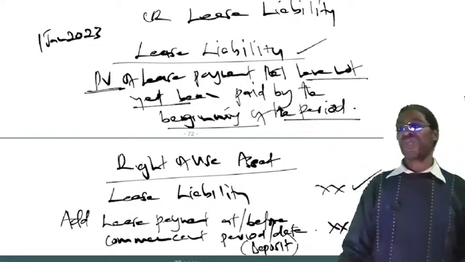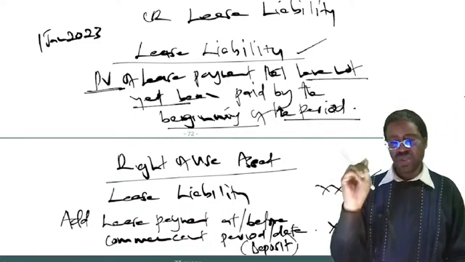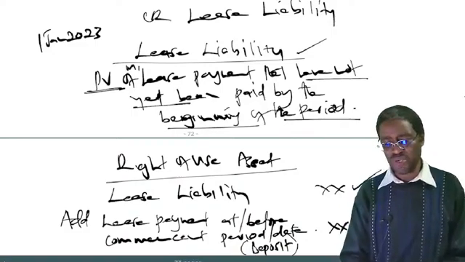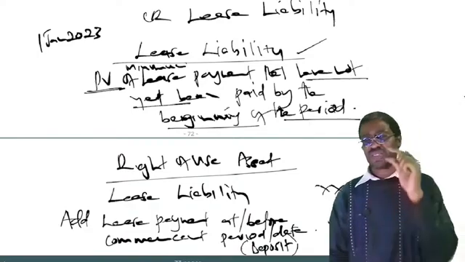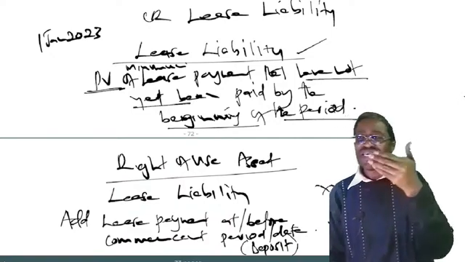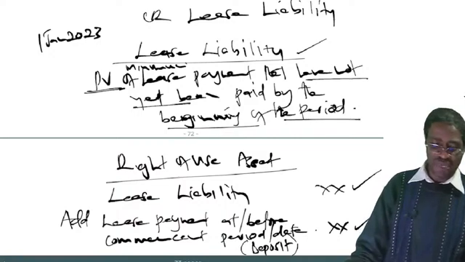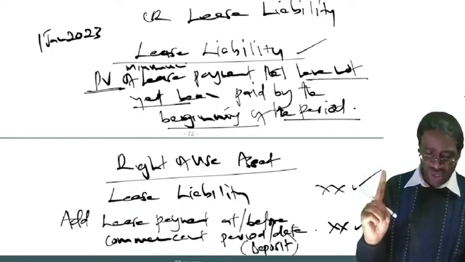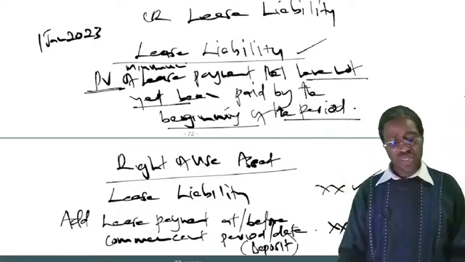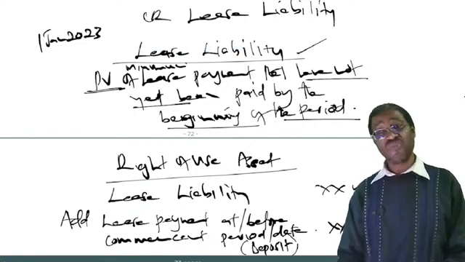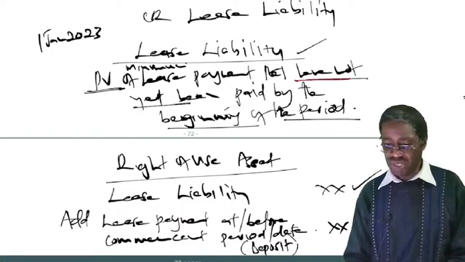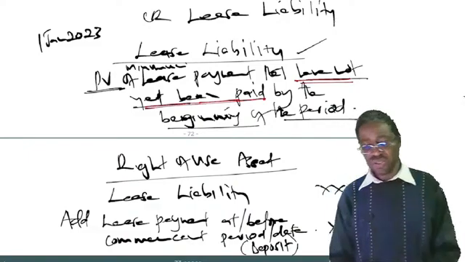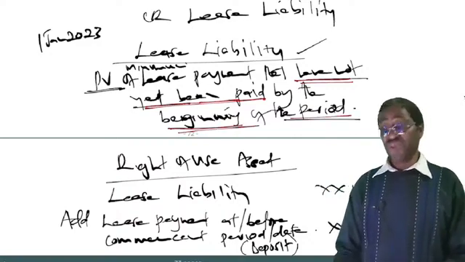Below that, write: present value of the minimum lease payments, as some books call it. Present value of the minimum lease payments that have not yet been paid at the beginning of the period. Underline "have not yet been paid." That's important. By the beginning of the period.